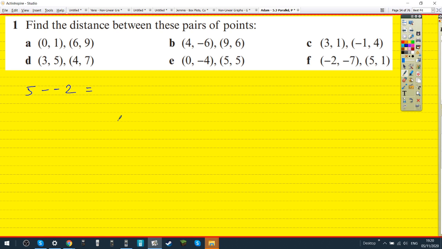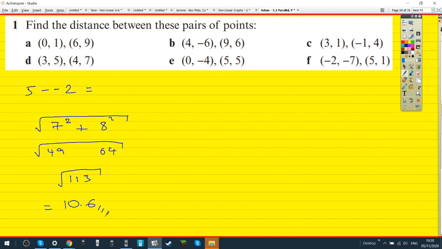So I got 7 squared plus 8 squared. Yep. Which is 49 and 64. Which is 113. And then you square root 113, which gives you 10.63. Like 10.6. Yeah, great.